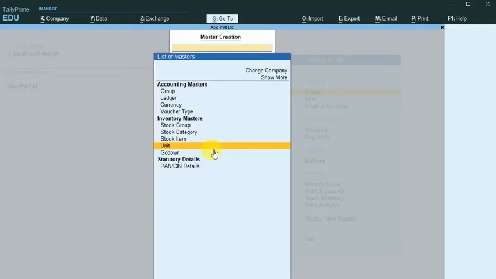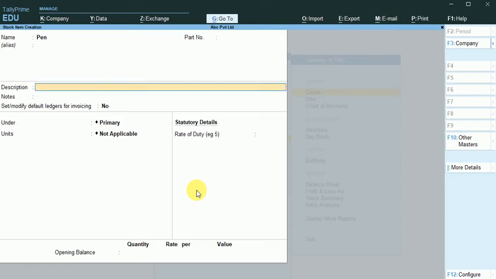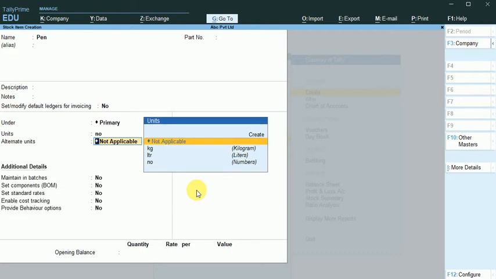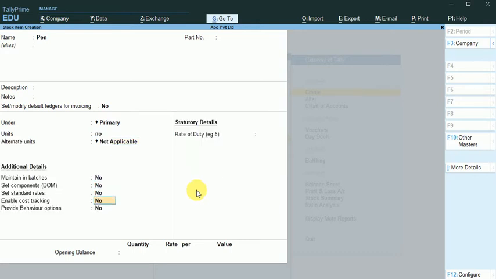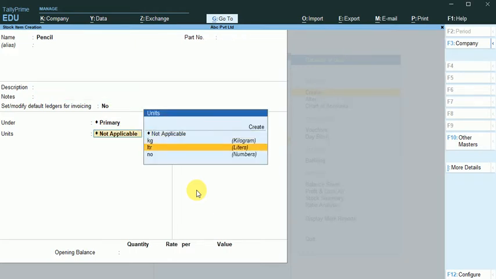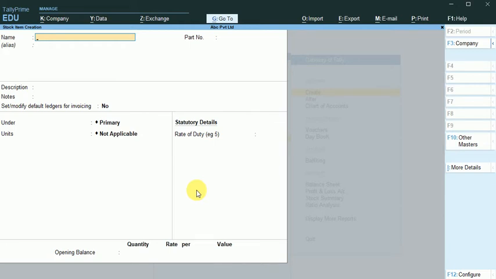So I've created the basic units, and now I'm moving into the stock item. So let's say it has the units as numbers. For now, I'm skipping these things. I have created two stock items, pen and pencil, and now I am going to purchase these items.